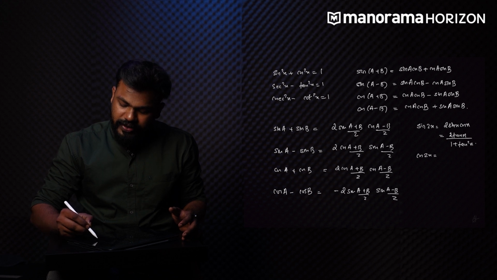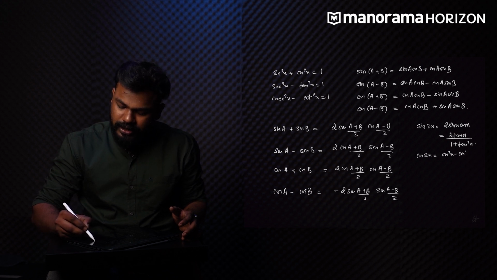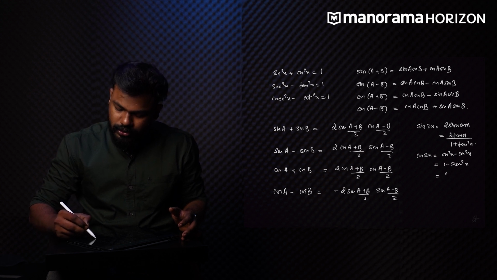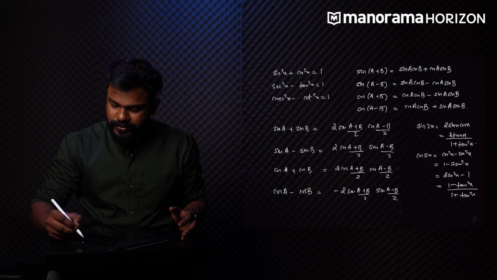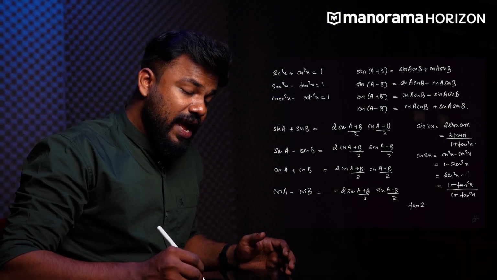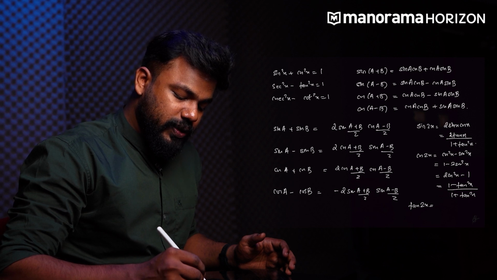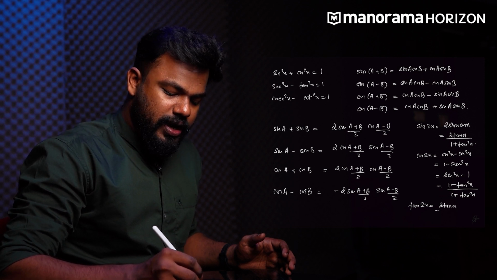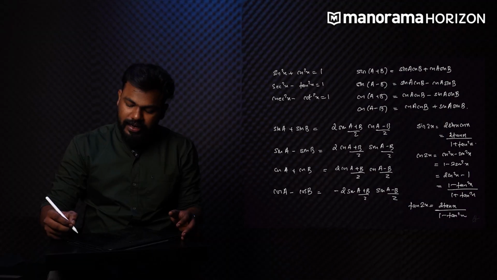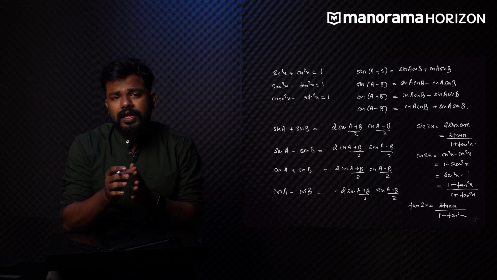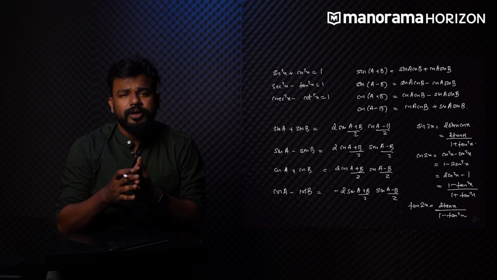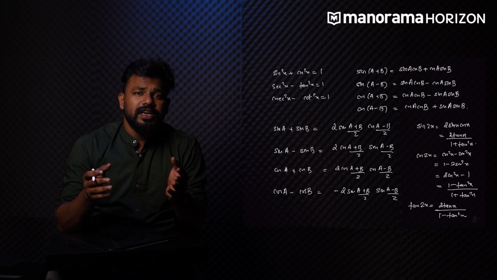So cos 2x, we can write it as cos square x minus sin square x one way, or we can write it as 1 minus 2 sin square x, or 2 cos square x minus 1, or also we can write it as 1 minus tan square x by 1 plus tan square x. And then we move on to tan 2x. What is tan 2x? We have the formula for tan 2x as 2 tan x by 1 minus tan square x. So this is for double angle. And same like that we have for triple angle. And these are the different identities in trigonometry that we have studied in previous classes, right?